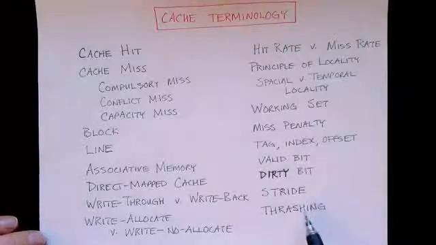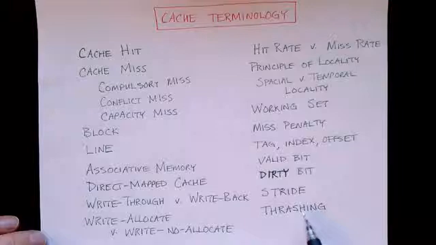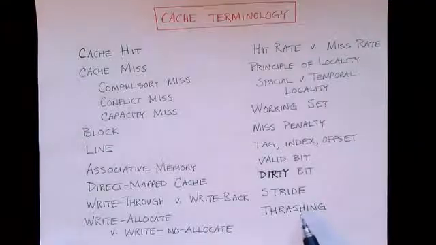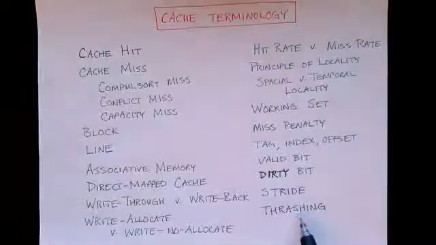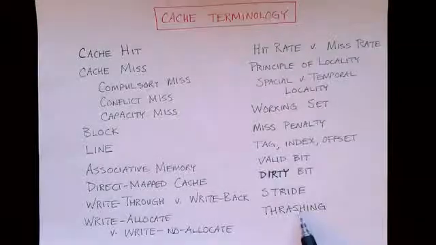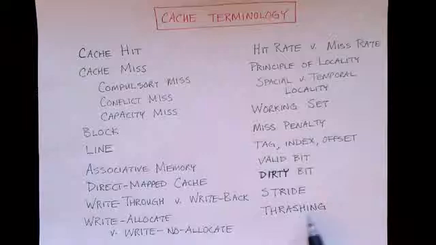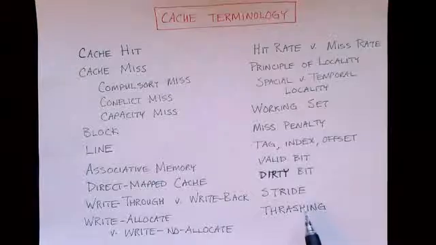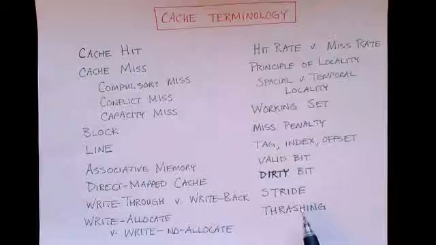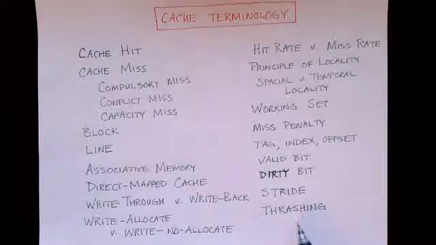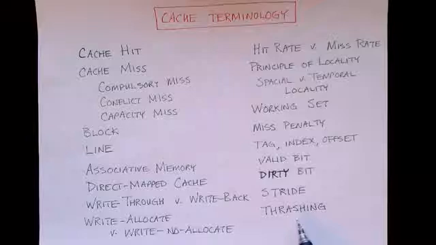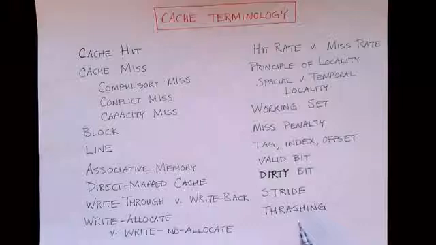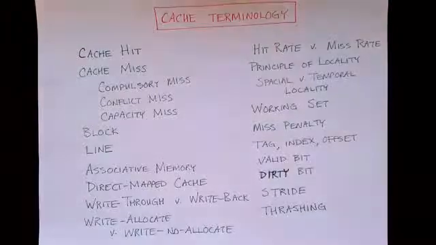And we also talked about thrashing, which might occur in some pathological programs or in some systems where the cache is not large enough or not well designed. And with cache thrashing, you have a very high miss rate. Effectively, every cache access is a miss. So the system spends all of its time evicting and reloading cache blocks. So thrashing is not good.